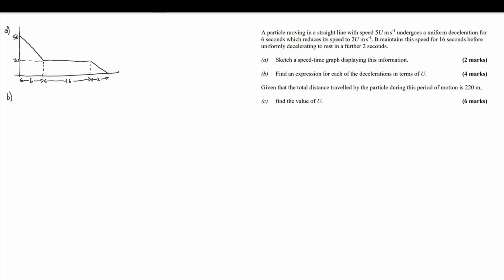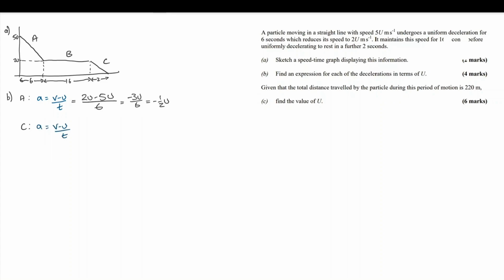Part B asks us to find an expression for each of the decelerations in terms of u. So there's deceleration at the beginning. Let's call that first stage, stage A. And we can find the deceleration using this SUVAT formula. We want to know the change in velocity. So the final velocity subtract the initial velocity, divided by t, and we'll have 2u minus 5u divided by 6. That gets us negative 3u over 6, and that's negative u over 2.